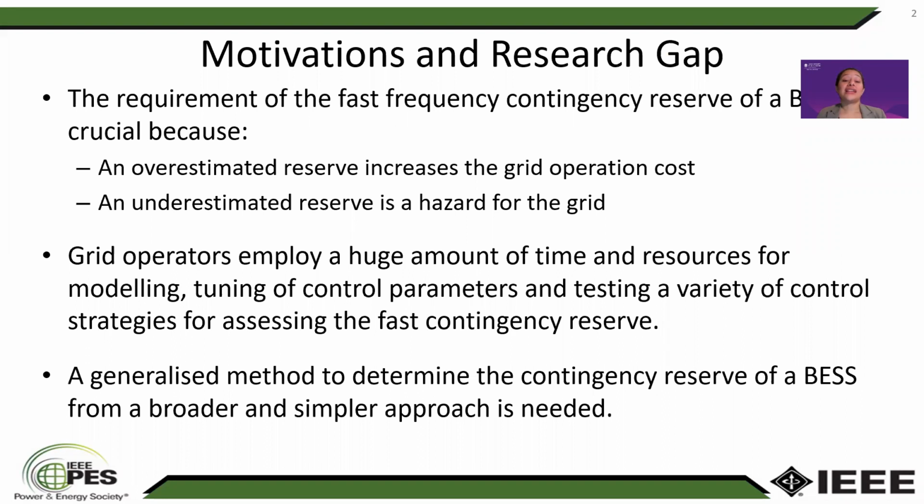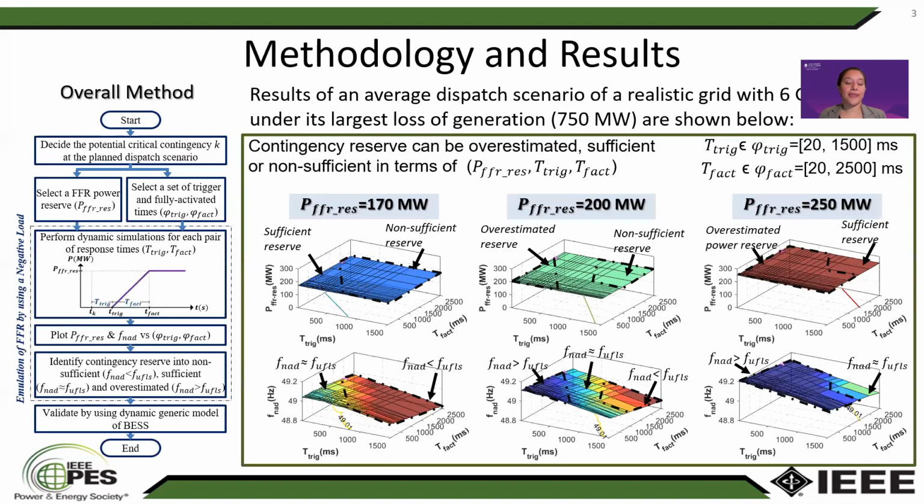The requirement of fast frequency contingency reserve of a battery is crucial because an overestimated reserve increases the grid operation cost, while an underestimated reserve is a hazard for the grid. Currently, grid operators employ a huge amount of time and resources for assessing this reserve. A generalized method to determine the contingency reserve of a battery from a broader and simpler approach is required.